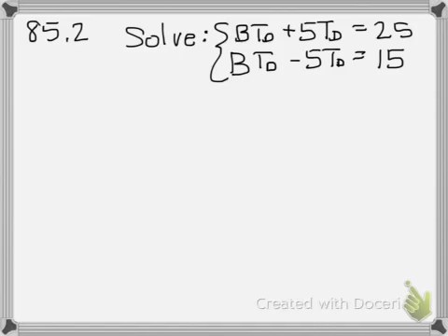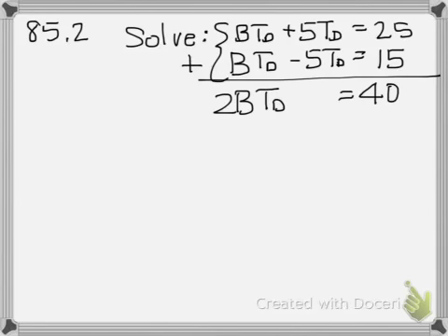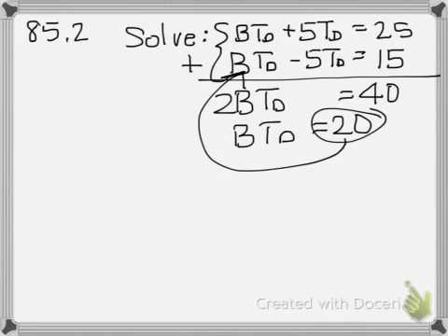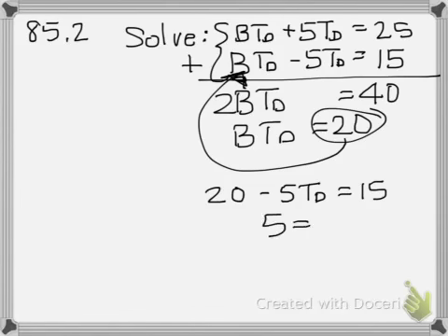All right, so there are two ways to solve it. I'm going to show you the hard way first, and then we'll go over the easy way. Hard way, add them. We'll make the 5's and the t sub d's drop out. So we get 2b t sub d equals 40. We'll divide by 2, and then we get b t sub d equals 20. So we'll take that and plug it in. 20 minus 5 t sub d equals 15. We will subtract 15, add 5 t sub d, divide both sides by 5, t sub d equals 1.